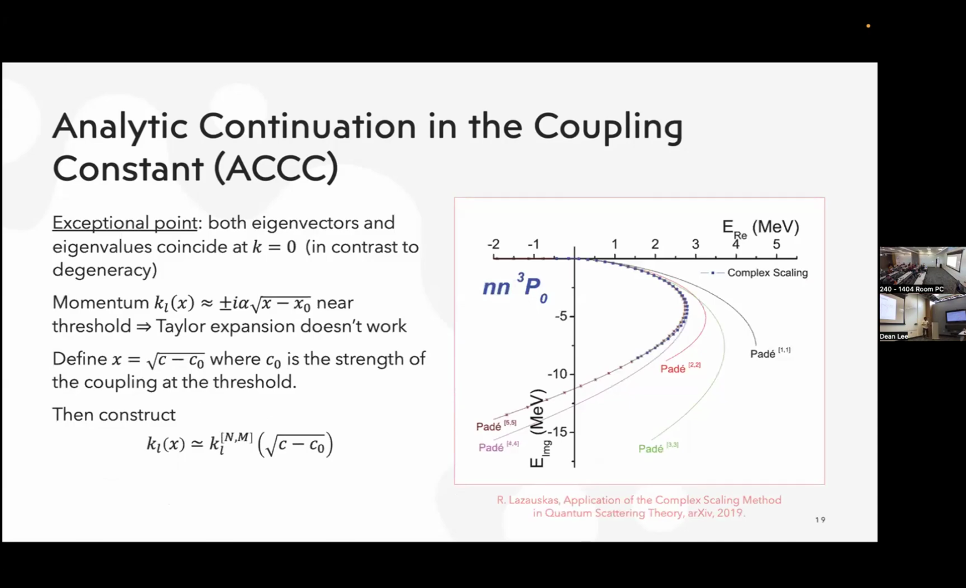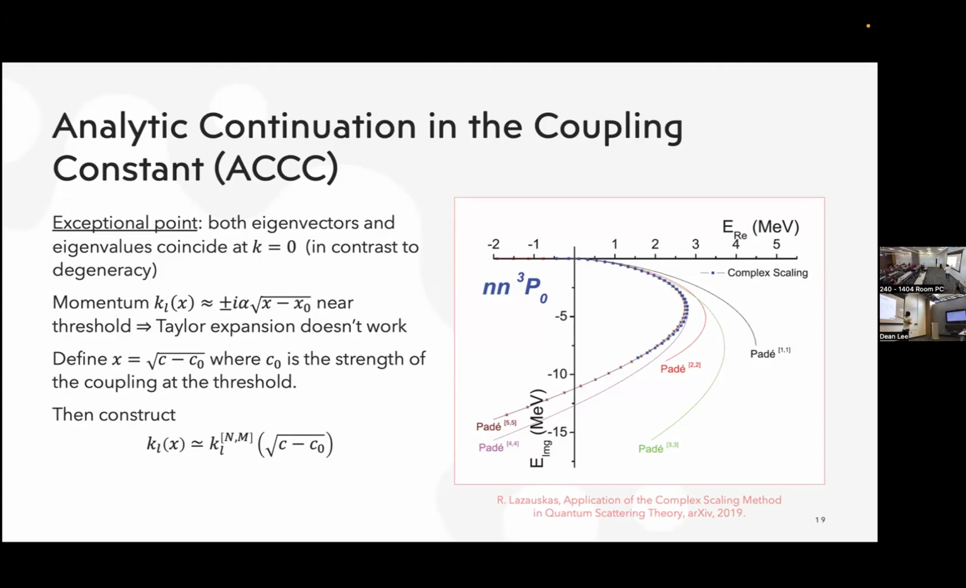Yeah. So exceptional points are quite special because it's not just a degeneracy. Turns out both your eigenvectors also coincide. So it's a special phenomenon. But anyway, what they do is they simply take the momentum as a function of x, which is defined as the square root of c minus the c at the threshold, and then use a Padé approximant to approximate the behavior, the trajectory of k, and then you square it, you get the energy, obviously.